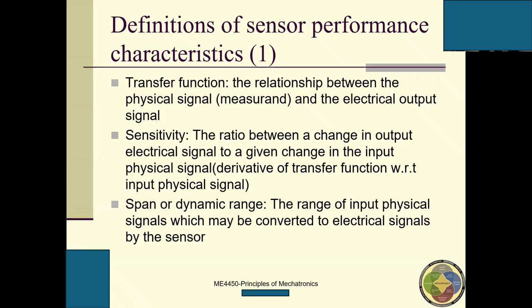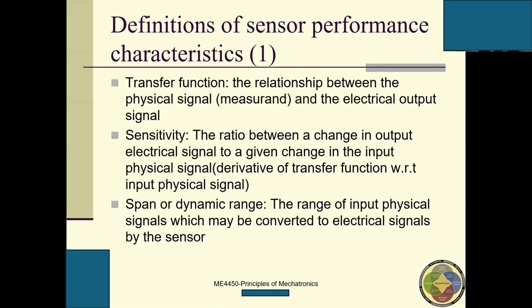So first you select the sensors. When you select a sensor, you need to know what kind of functionalities you want the sensor to accomplish for you. There are several characteristics you need to keep in mind for any sensor you want to select. The first one is the transfer function, which is the relationship between the physical signal you want to measure and the electrical output signal.